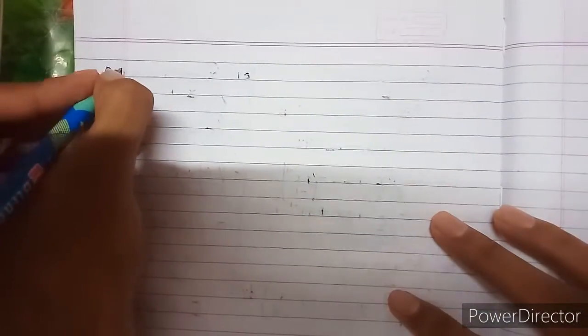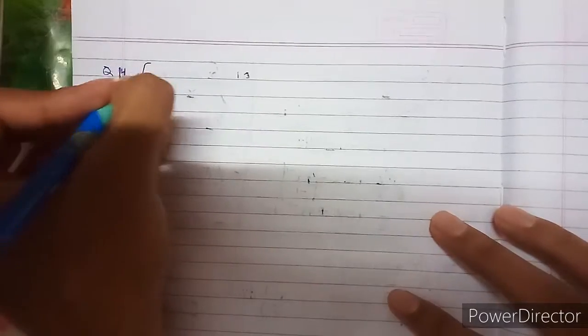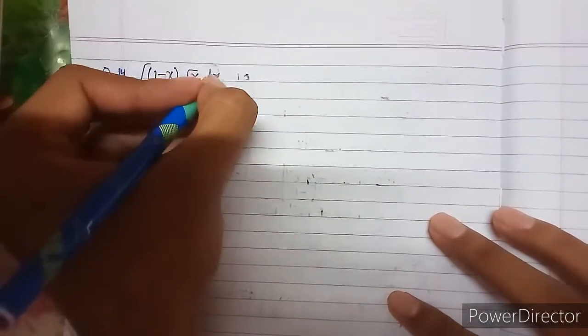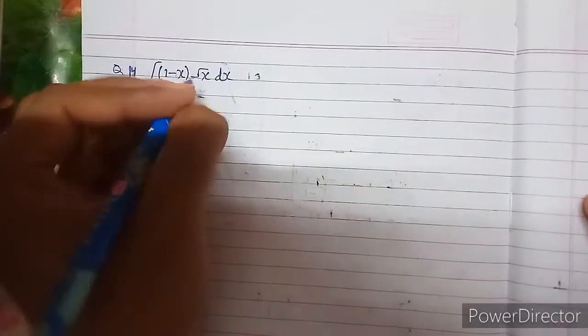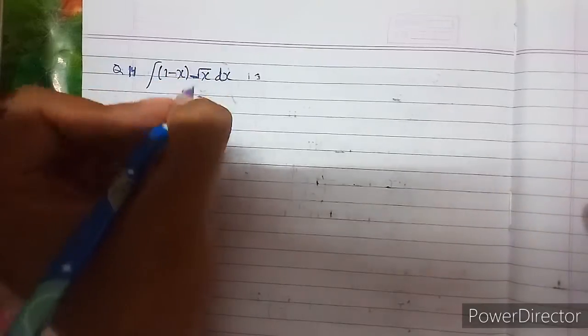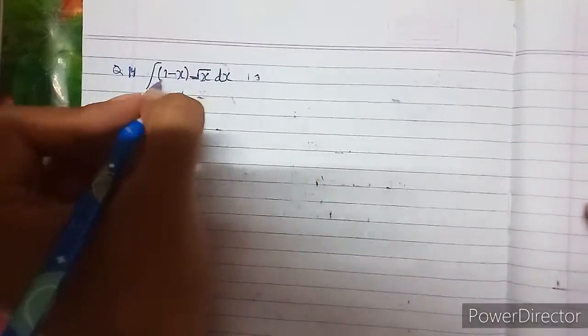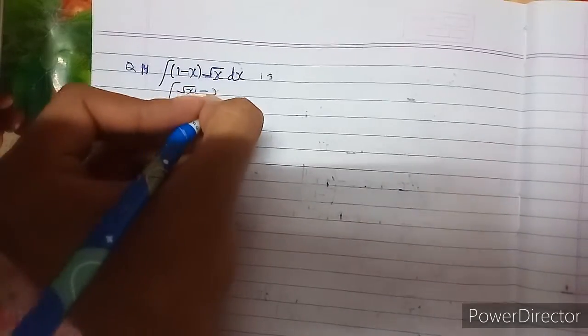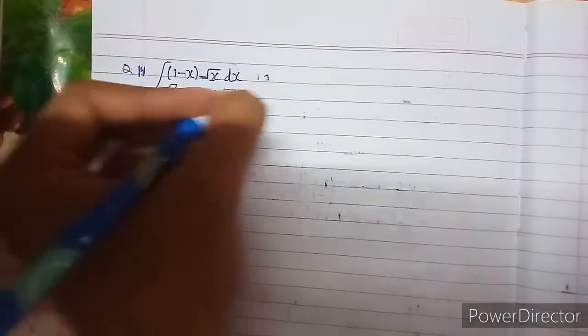Now moving to our question number 14, which is integration of (1 minus x) root x dx. Now we have to integrate this. Here what we can do is, first we can multiply this root x inside, so we will get root x minus x root x dx.